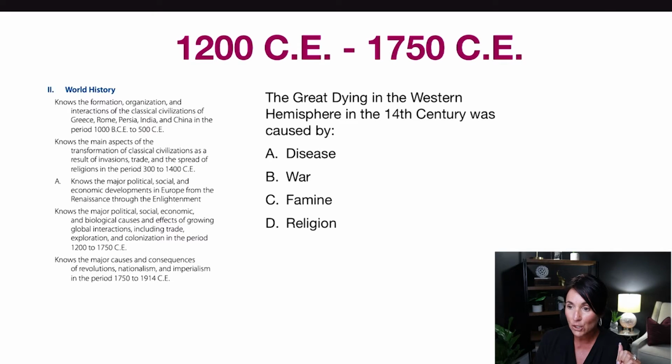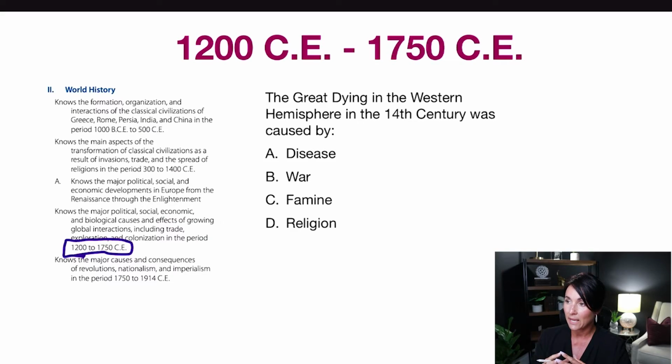All right, now we're going to be looking at 1200 to 1750 CE. So we're looking at early European exploration when the Europeans came over to the New World, which is now the United States, Central America, South America, and the Caribbean. The slave trade falls into this era. There's a lot going on in this era, a lot of early exploration. So let's take a look at this question. Now, this is a Nava Ed question. I came up with this one myself.